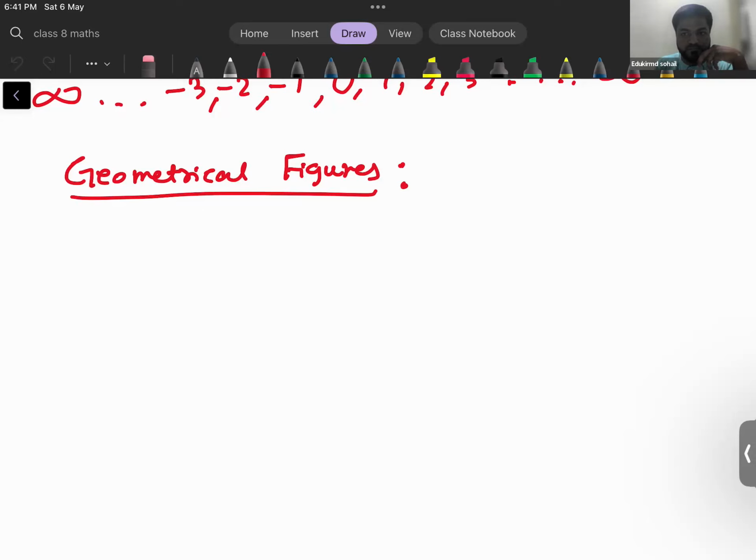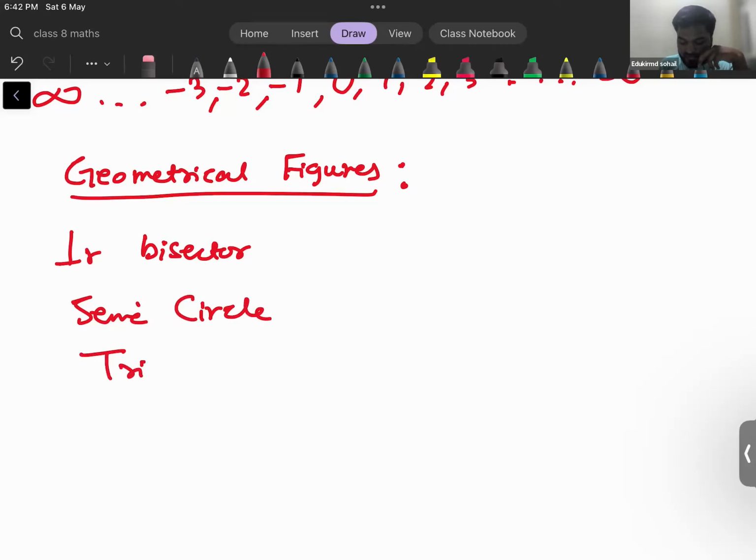Perpendicular bisectors. Semicircles. Triangles. Okay, so you listed 3 geometrical figures, but one of them is not a geometrical figure. Perpendicular bisector, that in itself is not a figure. Keep that in mind.